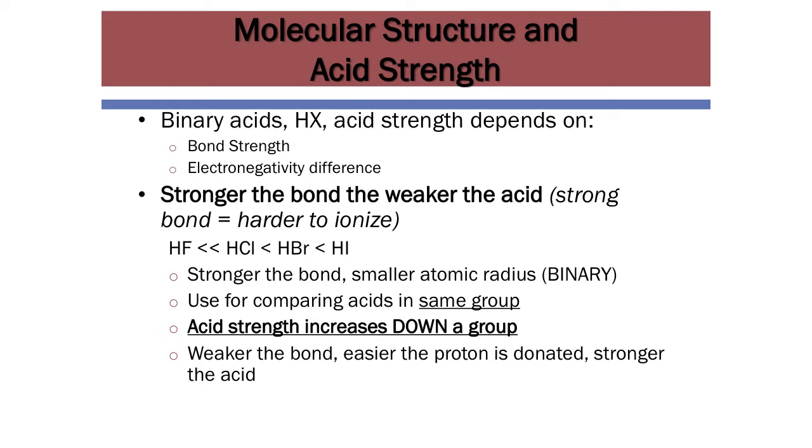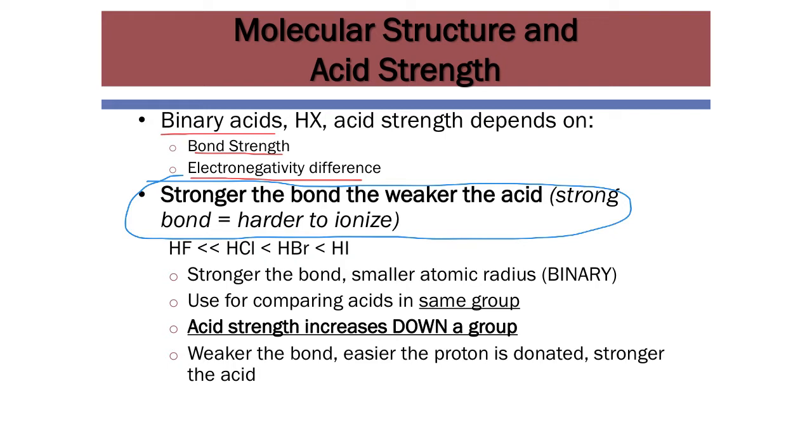So, our binary acids are something like HCl, where you just have the hydrogen ion and then a monatomic anion. So, HX, or HCl, HBr, HF, their strength depends upon the strength of the bond and the electronegativity difference. The stronger the bond, the weaker the acid, because if we have a stronger bond, it's going to be harder to ionize. And we know that if we have fewer hydrogen ions in solution, it will be less acidic.